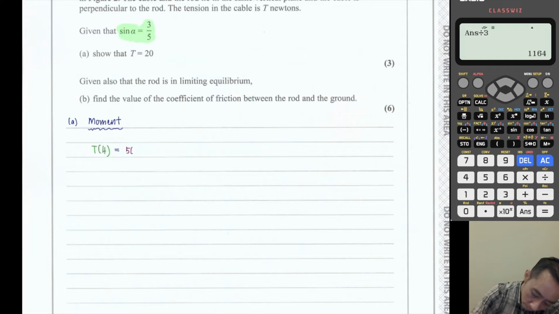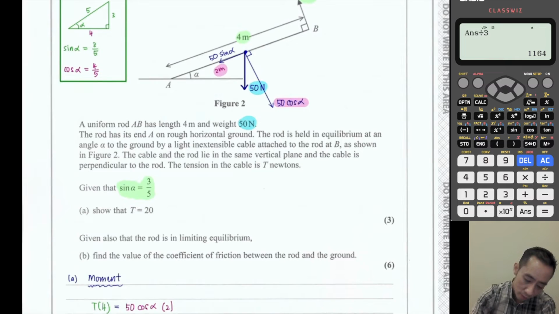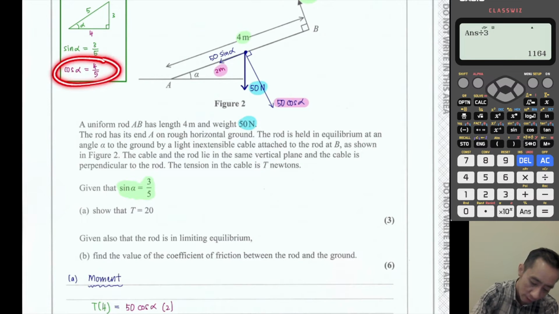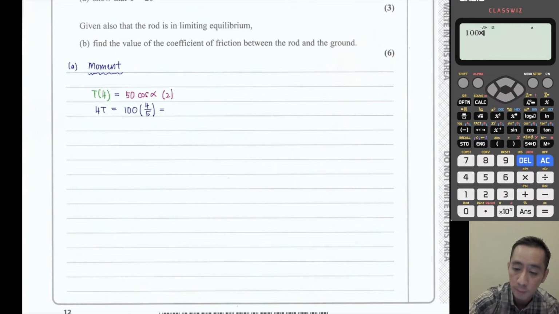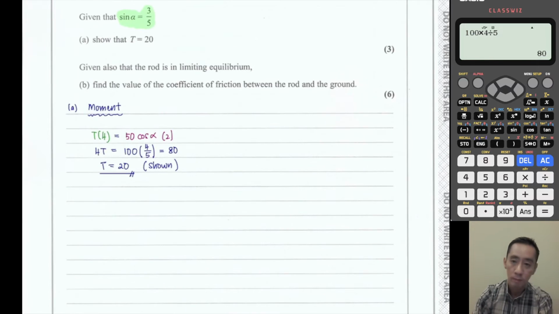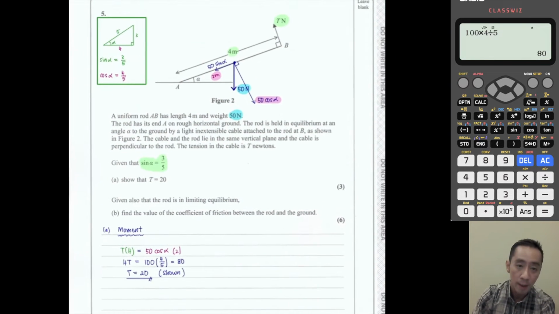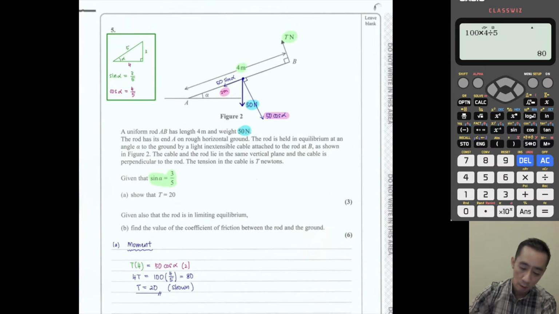So 50 cosine alpha times 2. So the value of cosine alpha we have found is 4 over 5. Therefore, 4T equals 100 times 4 over 5, which is 80. So T is equal to 20. So this is for part A. Okay, next.